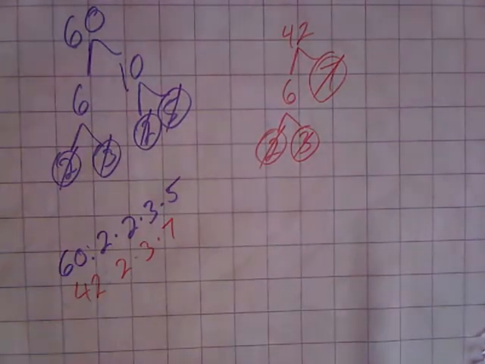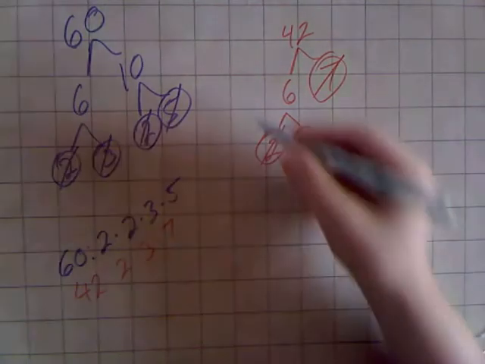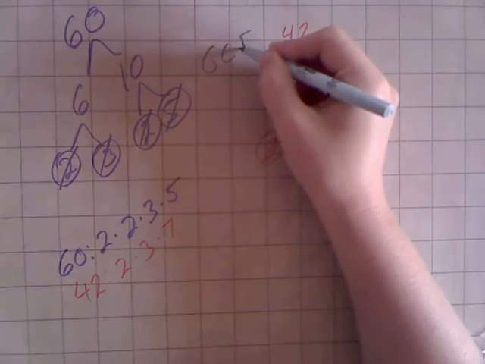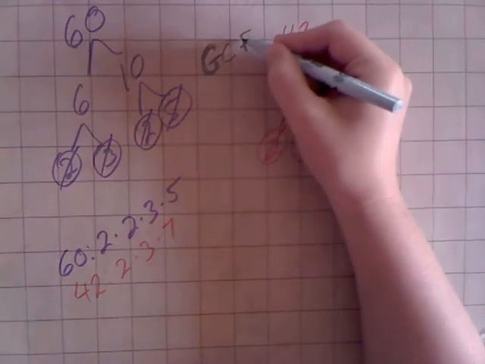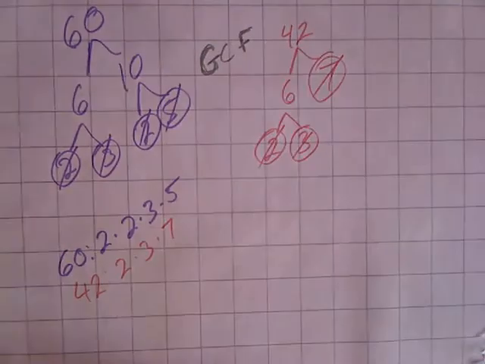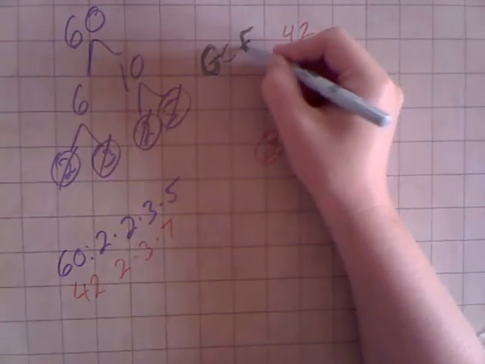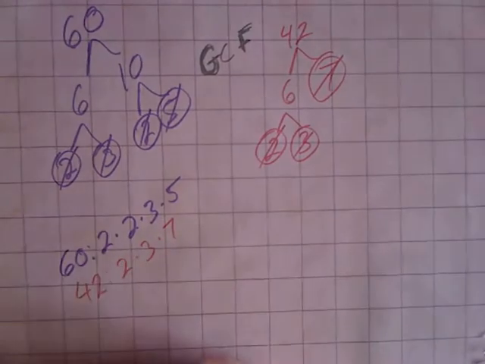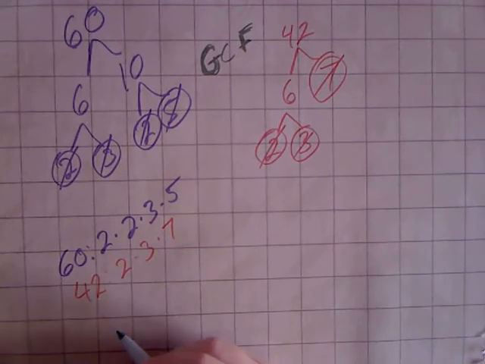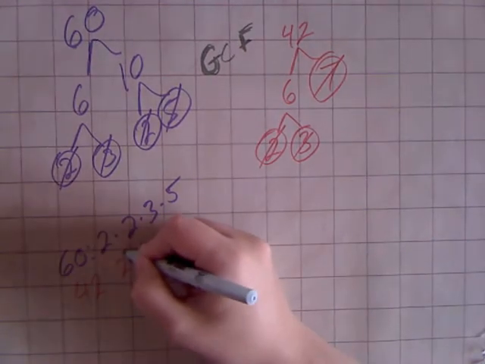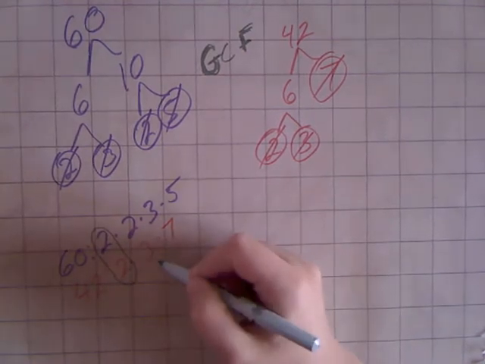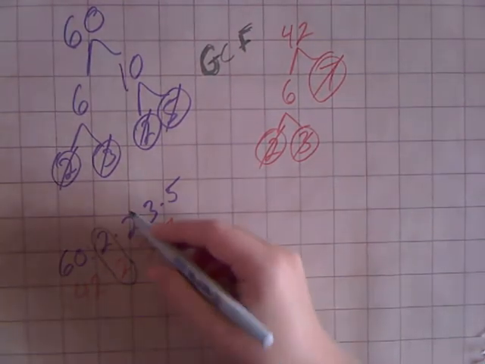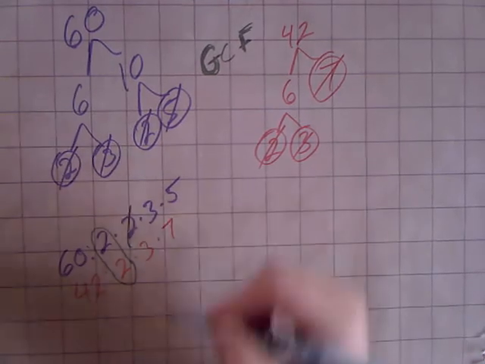So what we're going to do right now with GCF is we are going to actually play Go Fish. So the 60 is going to ask the 42, do you have any 2s? And the 42 says, sure I do. And we go ahead and we circle. 60 is going to ask the 42 if they have any more 2s. 42 says no, so that's not going to happen.